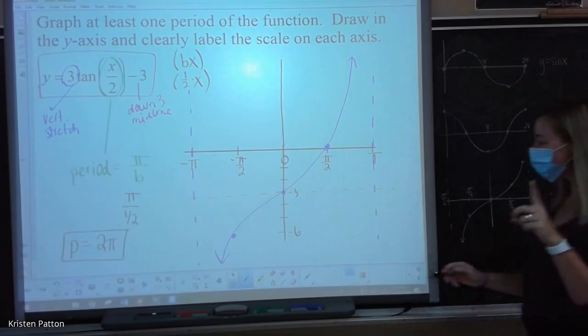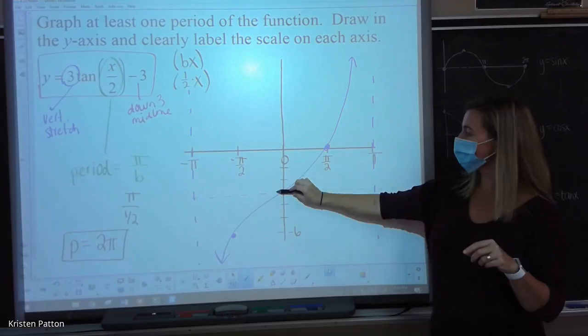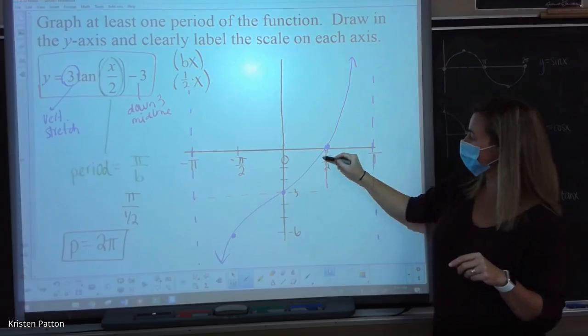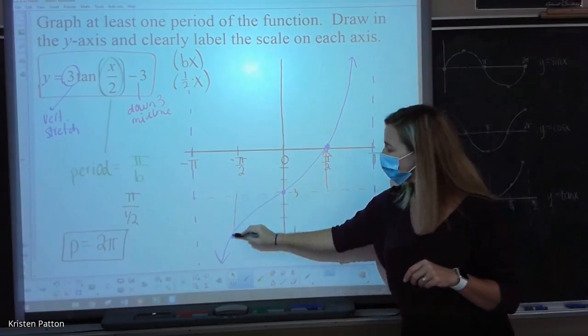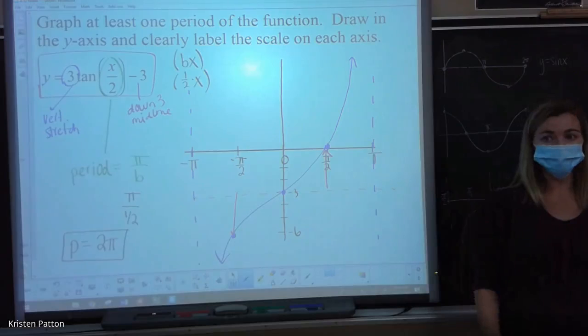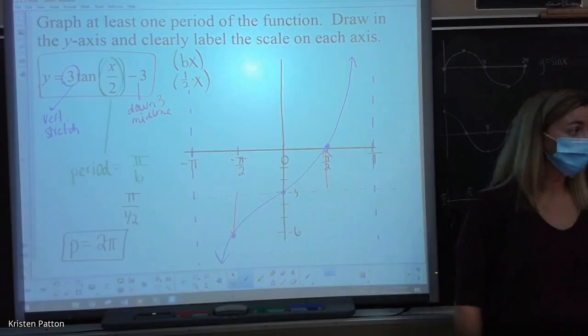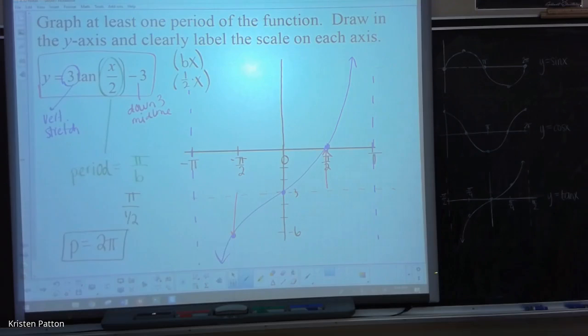So just like with sine and cosine, I like getting my midline, and then thinking how much it is going to stretch up and how much it is going to stretch down, just like we would with amplitude. Okay? Good? So that finishes our notes, doesn't it?